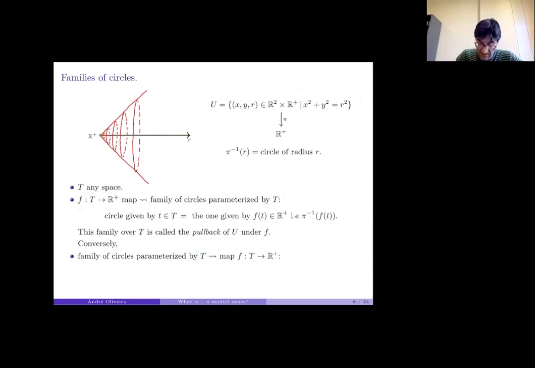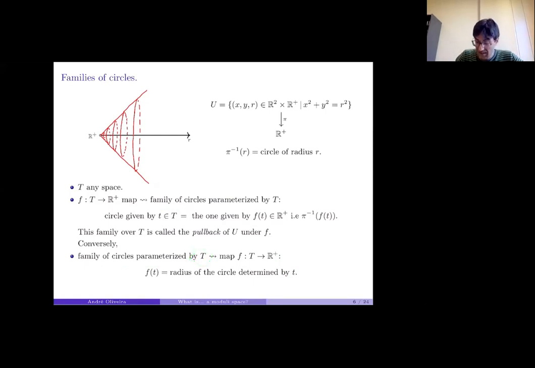How do I do that? How am I going to be building this map? You just define it f of t. So you have a family of circles parameterized by t. For each point in t, you have a circle there. So how do you define the map? f of t gives you the radius of the circle determined by the point that you have. So you see we have two directions here. From a map, you build a family of circles on that space, and from a family of circles on that space, you build a map.